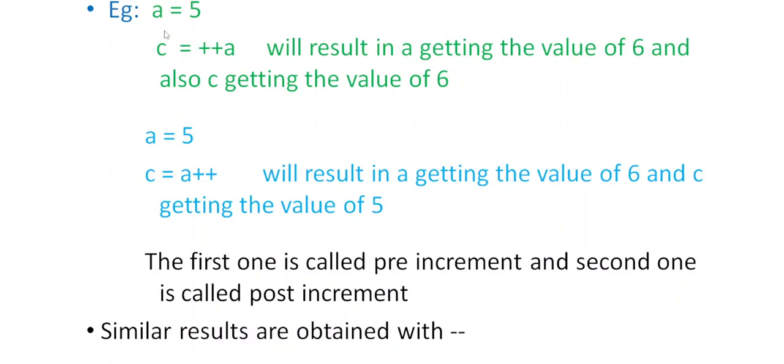So when you write like this, a equal to 5 and c equal to plus plus of a, that means a value is incremented, that is it becomes 6, and 6 is assigned to c. So a and c both get the value of 6. Whereas if you write like this, c equal to a plus plus, a value is assigned to c first, that means a value is currently 5, so it is assigned to c, so c gets the value of 5. After that a is incremented, so a gets the value of 6, whereas c gets the value of 5.